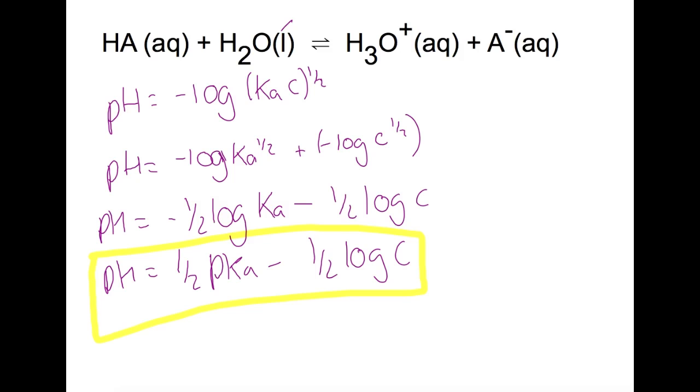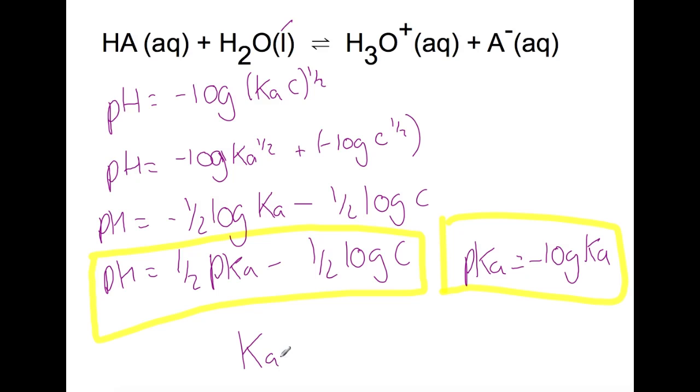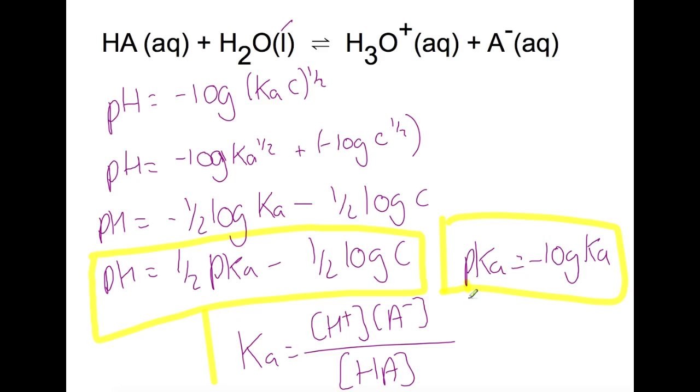So we have three important equations to remember. We have this pH equation, we have pKa is equal to minus log of Ka, and we have the expression on its own for Ka. So Ka is your concentration of H plus multiplied by your concentration of A minus divided by your concentration of HA. So these are the three important terms to remember when looking at weak acids.